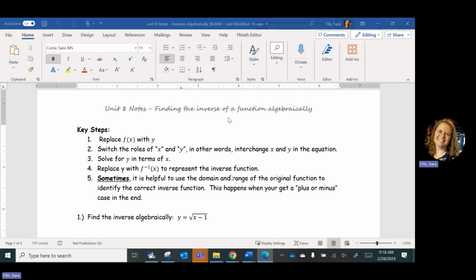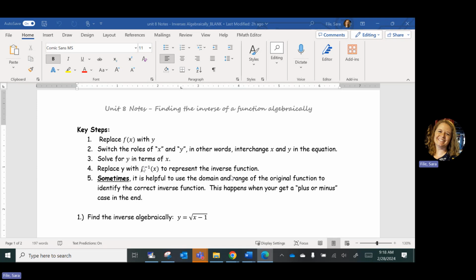Okay, so we've got steps here for you to review. You're going to replace f of x with y. So if it's written as f of x, just think of that as y. And then remember, we said that for inverses, x and y switch. So you're going to take your x and y and flip them in the equation, and then solve the equation to get it in y equals. Then once you do that, you replace that y again with f inverse of x.